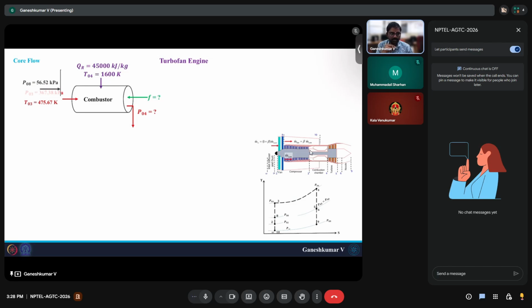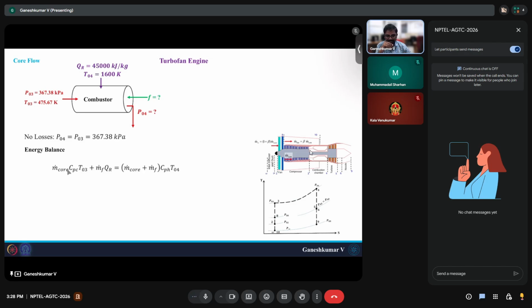In combustor, as usual, we'll do energy balance from T03 of 475.67 Kelvin. The temperature of the gases has to increase to 1600 Kelvin. And we are going to do it by introducing fuel and combusting that fuel inside the combustor. So since there are no pressure losses, P03 and P04 is going to remain same. Energy balance is nothing but m dot core.